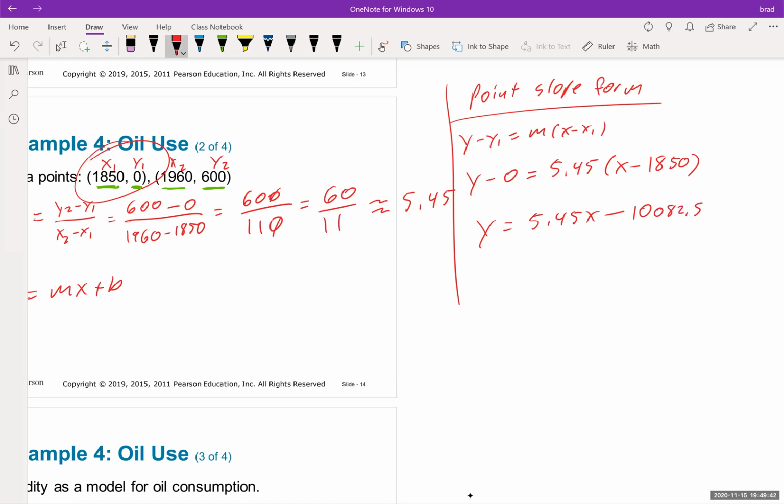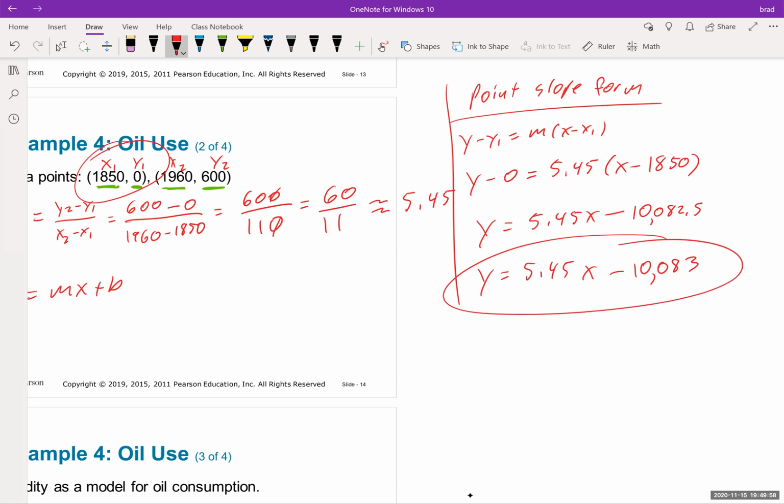Okay. And if we want to round off, we could say this is y equals 5.45 x minus 10,083 if we want to round off. Okay. So now we have our equation. So this is our equation. Okay, this is our line. y equals mx plus b.